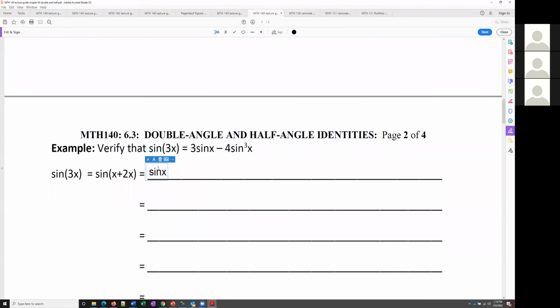So that'll be the sine of x times the cosine of 2x plus the cosine of x times the sine of 2x. And we have some formulas for the cosine of 2x and the sine of 2x, so I'm going to go ahead and use my formulas. So I get the sine of x times the cosine squared of x minus the sine squared of x. And then I've got cosine x times, and my formula for sine 2x is 2 times sine x times cosine x.